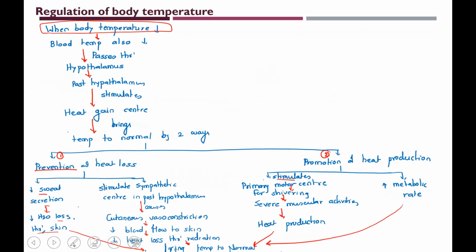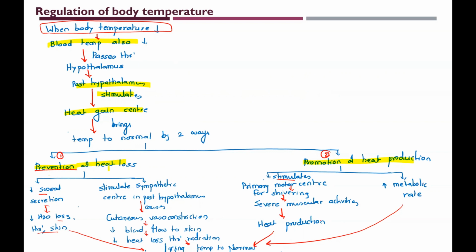And when the body temperature decreases, what will happen? The blood temperature also decreases. Again, it passes through the hypothalamus, especially the posterior hypothalamus. And now the posterior hypothalamus will be stimulating the heat gain center. Okay, so the body will try to gain heat in different ways, and there are only two ways to gain heat. What are those? First is prevent heat loss, so the heat will stay in the body only. And second is promote heat production, generate more heat in the body so that the temperature will increase and we can maintain the thermoregulatory set point.